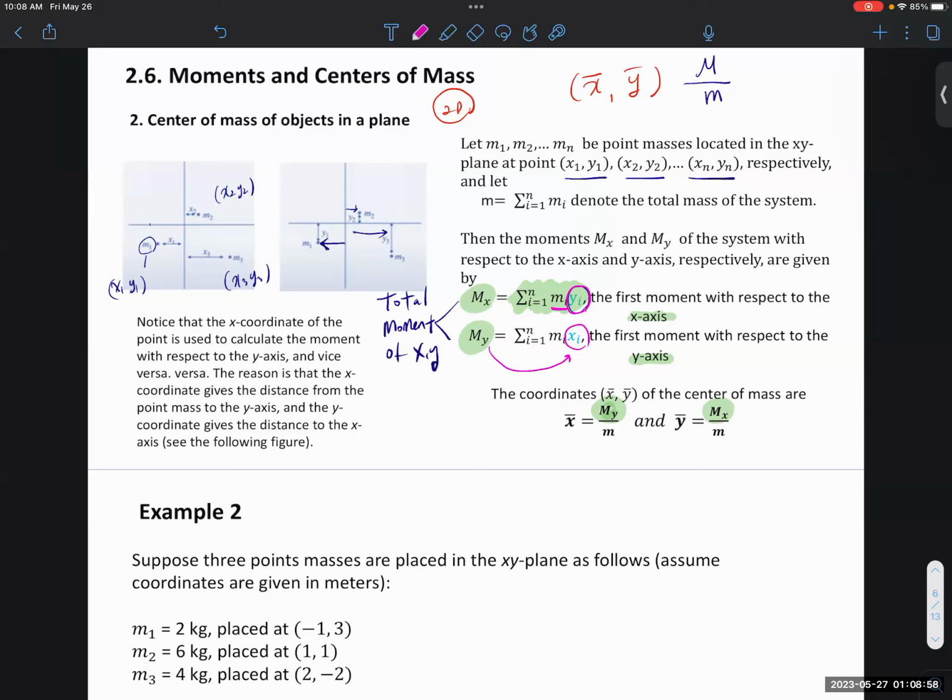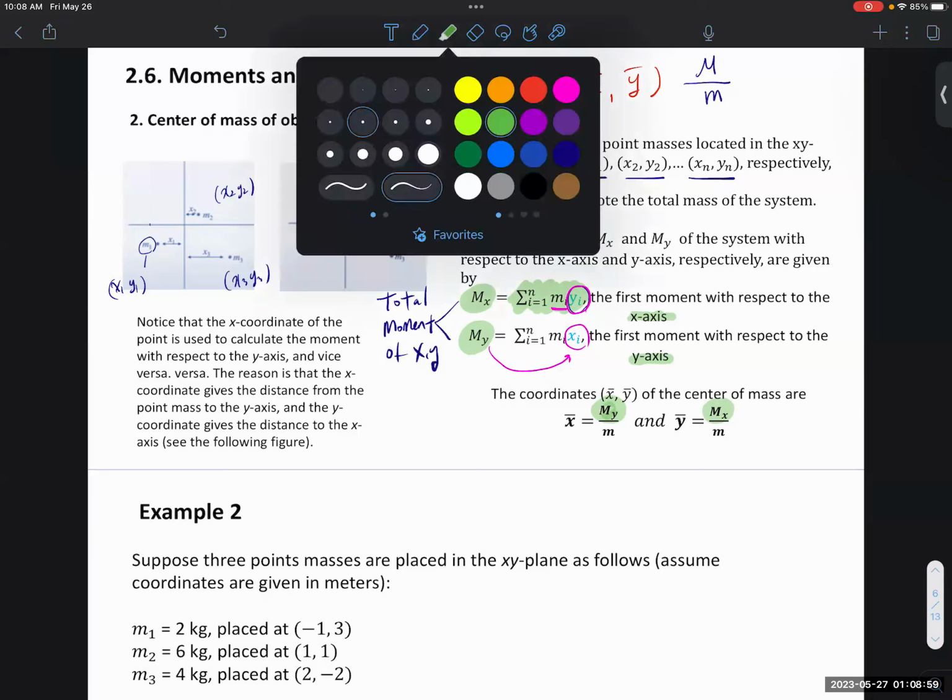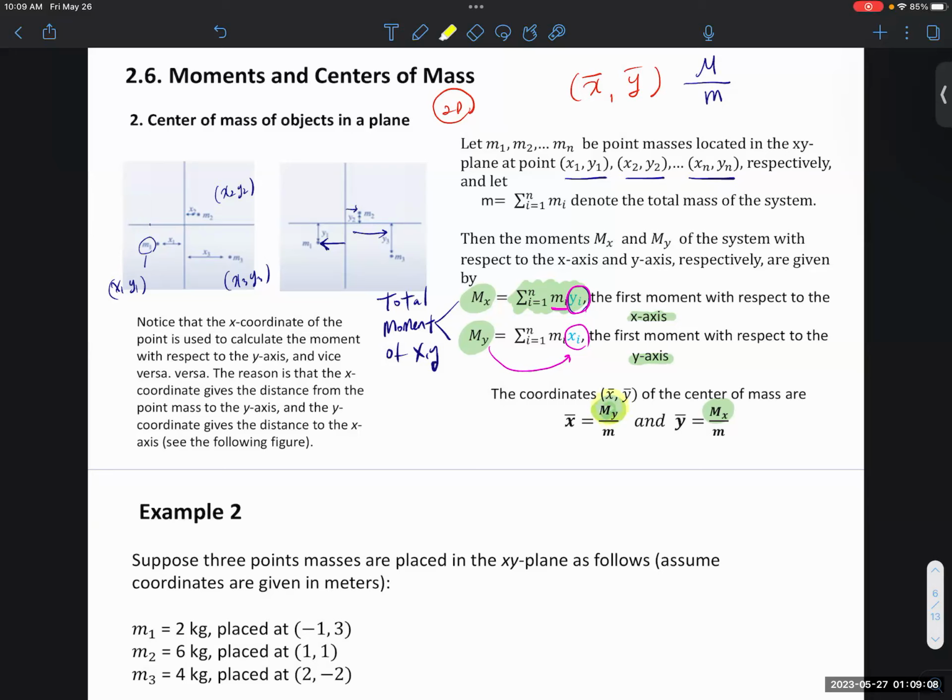This is a little bit tricky because many people think, oh, x bar is going to be Mx divided by m, but it's the opposite. You find the total moments of y, then divide by m, and that gives you x bar. And then the total moments with respect to x divided by m gives you y bar, okay? So this is the opposite variable, so many people get confused, but just be careful because it is a two-dimensional space.